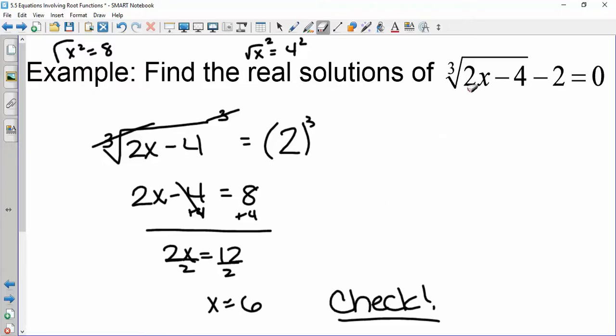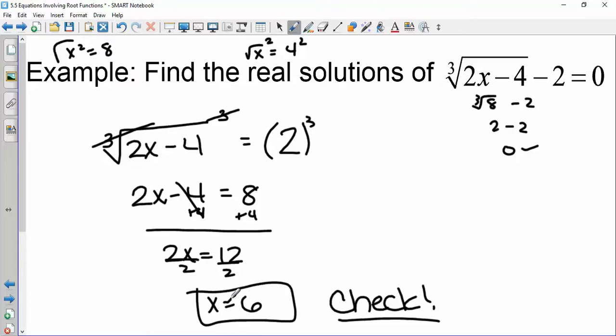So if we plugged in a 6, we would get 12 minus 4 is 8. The cube root of 8 is 2, and 2 minus 2 equals 0, so it does work. Or you could just plug it in your calculator. But you need to check because sometimes these numbers will not work at the end. Any questions on that one?